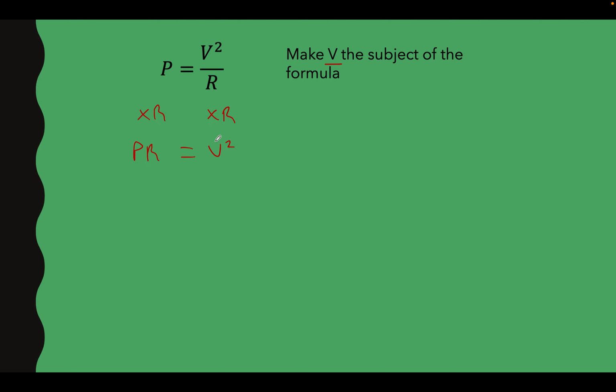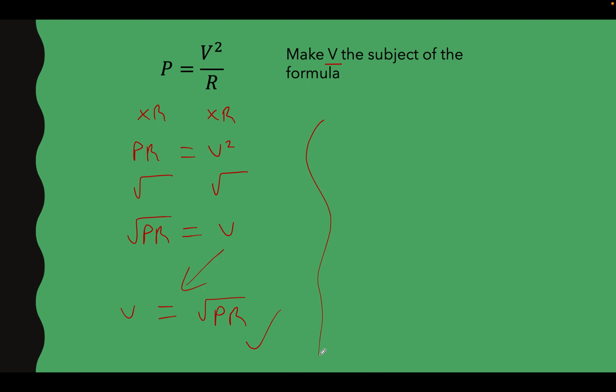Okay, let's do step 2 then. So we still want the V on its own, and it's got this square attached to it. We don't want this. So what's the opposite of square? Square root. So let's apply square root to both sides and see what we end up with here. So we're going to end up with the square root of PR is equal to V. Okay, so let's flip it round so we look smart. V equals the square root of PR. Correct. Right, no problem. Let's move on to the next one then.